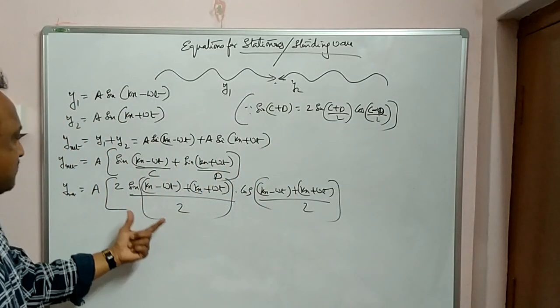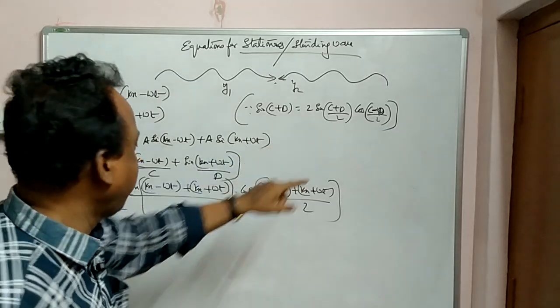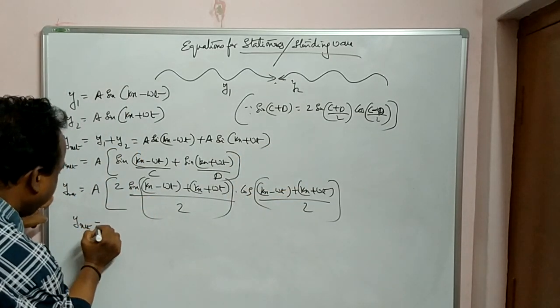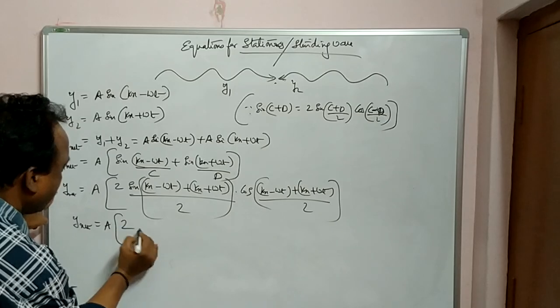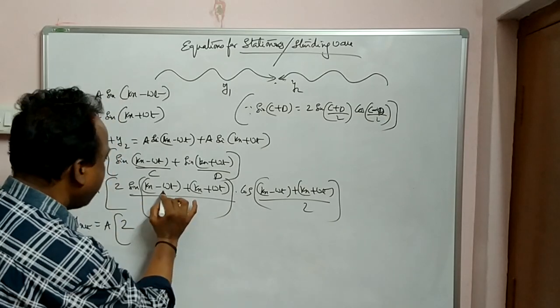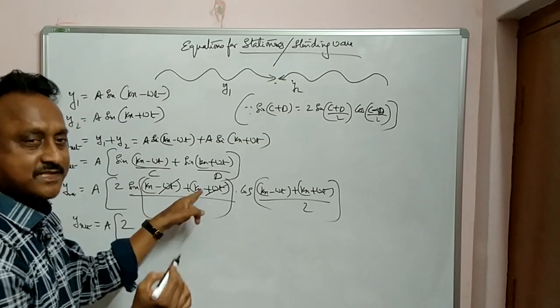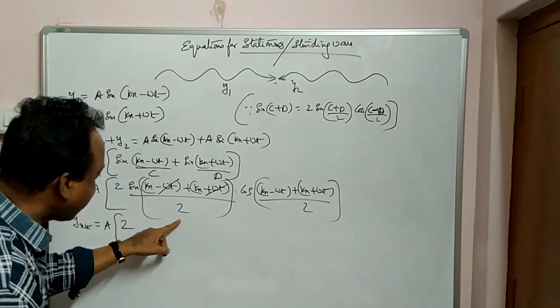Clear? So I applied the formula here, sin c plus sin d. So ఇక్కడ ఏమవుతుంది ఫైనల్గా, you are getting y resultant is equal to A common 2 into, here, when you are adding, minus omega t plus omega t get cancelled, kx plus kx, 2kx by 2.